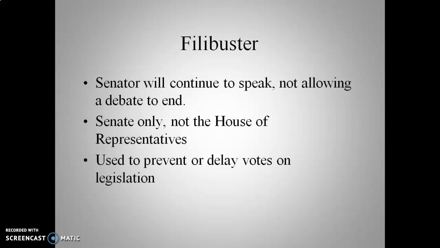Typically, a filibuster would be used to prevent or more likely delay voting on legislation. Obviously, you can't just talk forever, so it's not likely that you would be able to prevent legislation from coming up to a vote, but you may be able to delay it, and the purpose of that delay would be to try to negotiate with others to maybe sway them to vote in the way you would like them to vote.